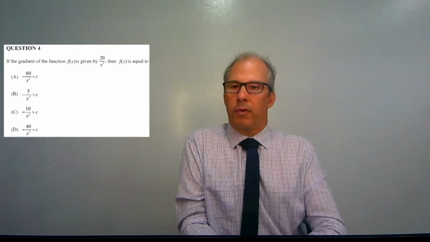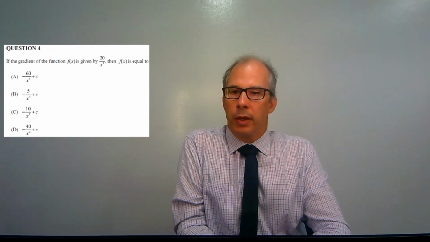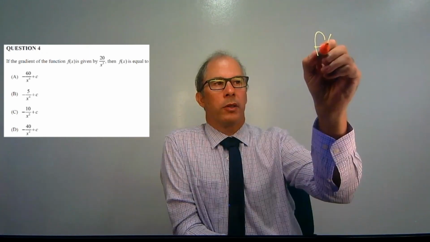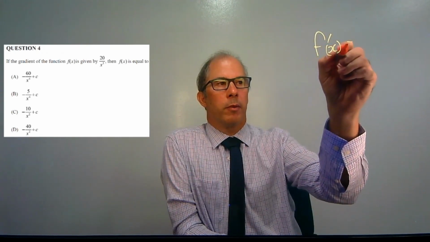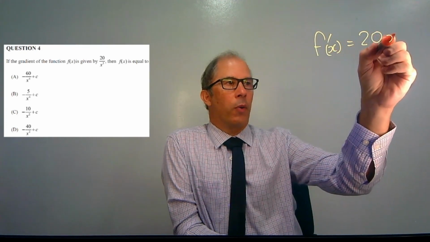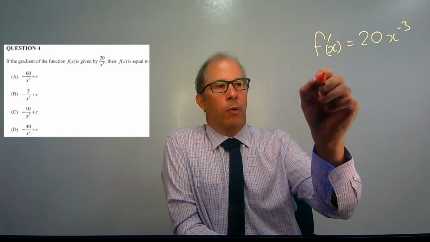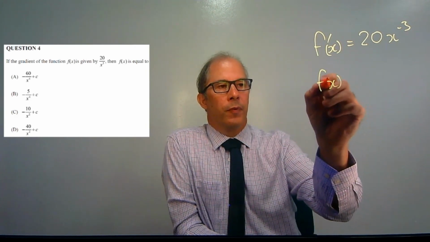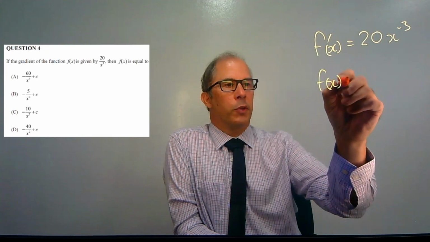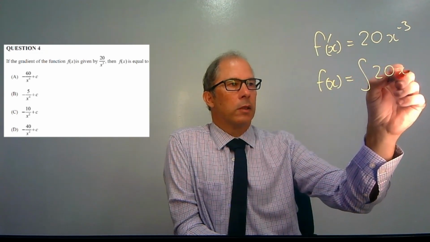The gradient of the function f of x is given by 20 over x cubed. The derivative of our function is given by 20 over x cubed. Another way to write that would be x to the power of -3. Therefore, our original function, f of x, is going to be the integral of this.